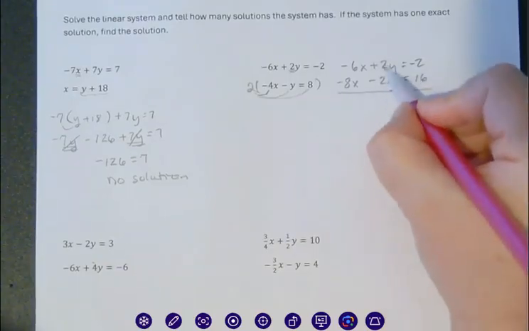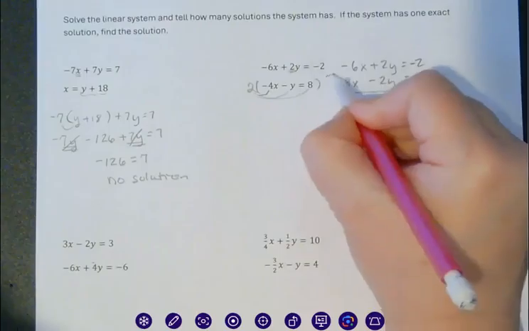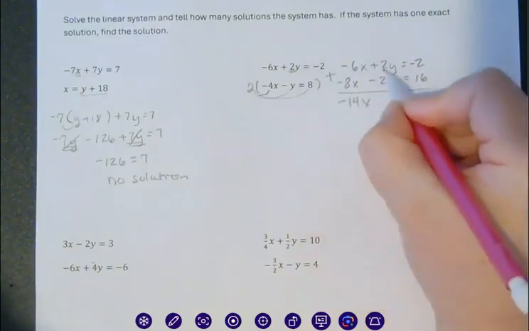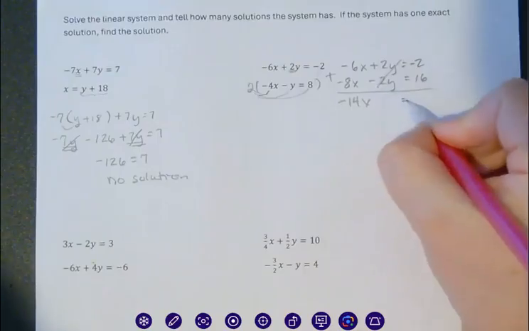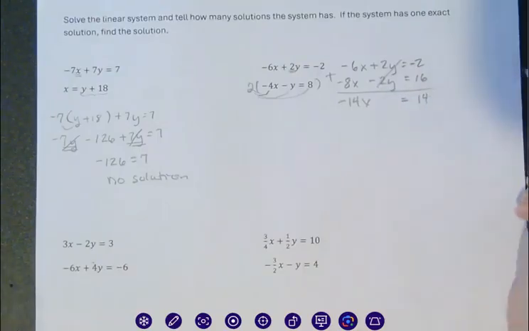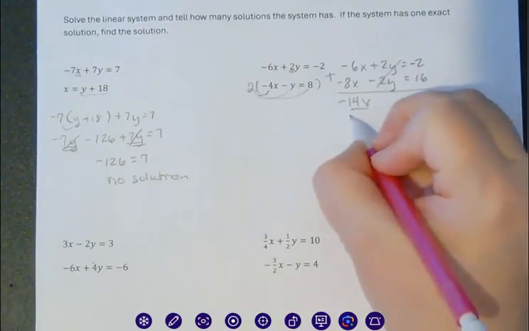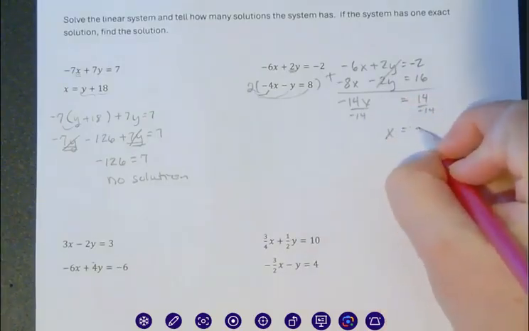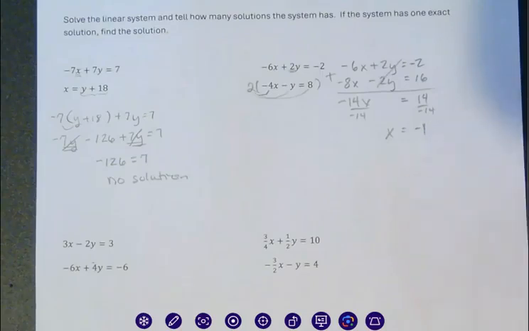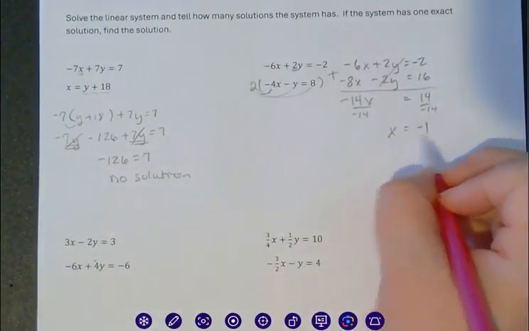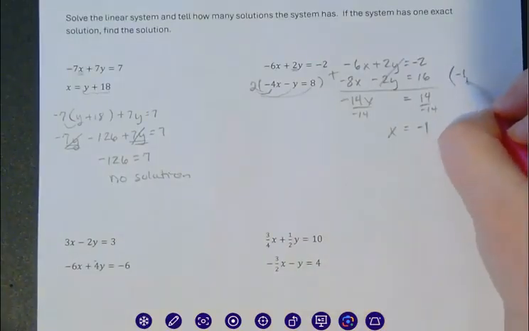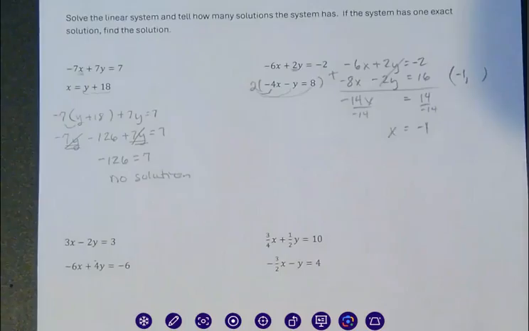So since I have positive 2y and negative 2y, I know that I'm ready to add. So this would be negative 14x plus 0, those eliminate, equals 14. So when you divide both sides by negative 14, you get x equals negative 1. So this means this one is going to have one exact solution. So let's go back and find what the y part of my solution will be. I know the x is going to be negative 1. I just need to find the y.